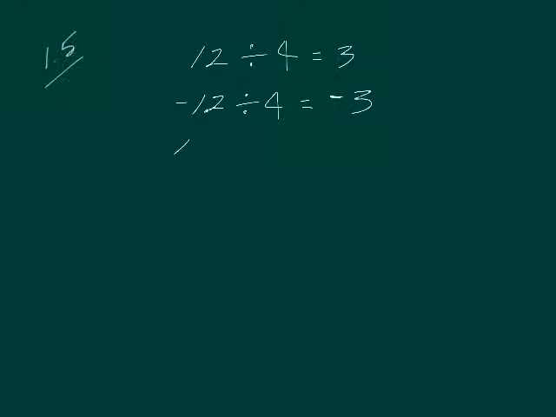Now look what happens when we do 12 divided by negative 4. The rule still applies. We have a negative number, one of them. One is an odd number, so our answer is going to be negative, and we just divide 12 divided by 4, and we also get negative 3.